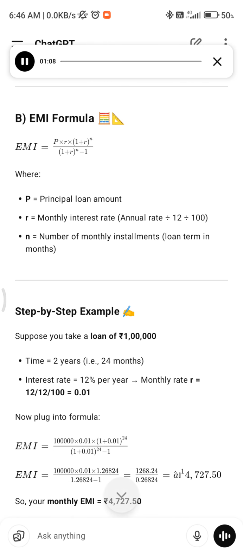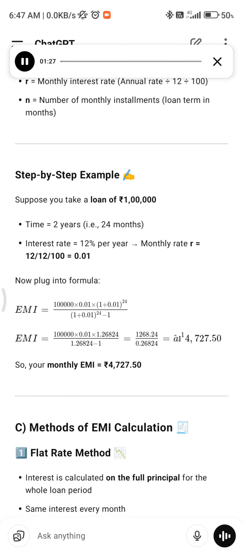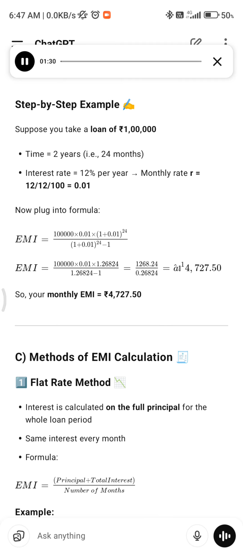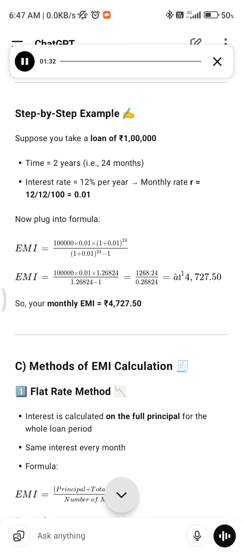EMI formula: EMI equals P times R times (1 + R)^N divided by ((1 + R)^N minus 1), where P equals the principal loan amount, R equals the monthly interest rate (annual rate divided by 12 and by 100), and N equals the number of monthly installments, the loan term in months. Step-by-step example. Suppose you take a loan of 1,000. Time equals 2 years, i.e. 24 months. Interest rate equals 12% per year. Monthly rate R equals 12 divided by 12 divided by 100, equals 0.01.